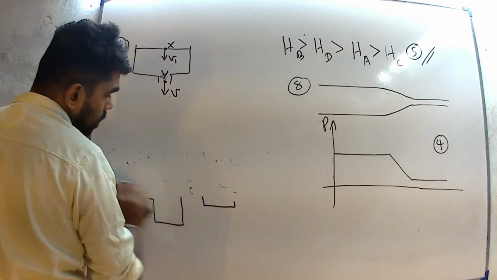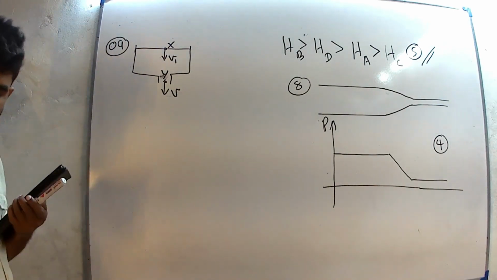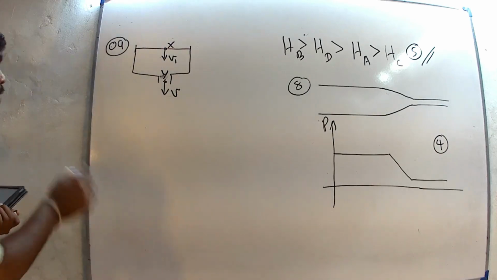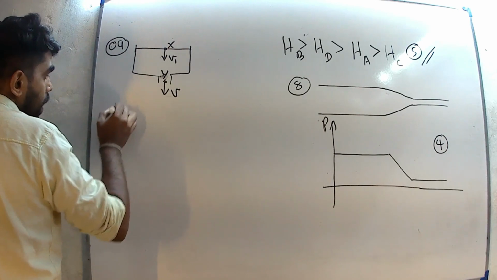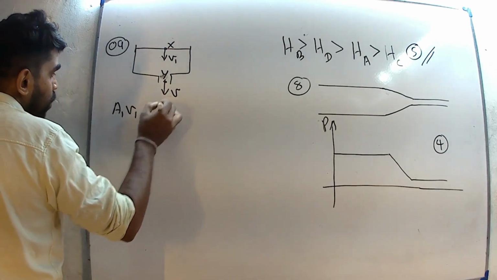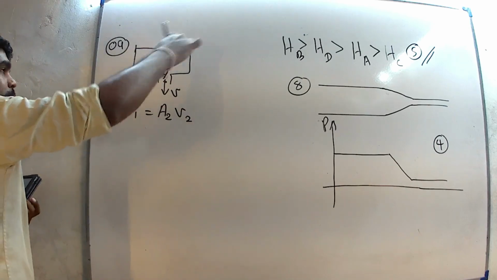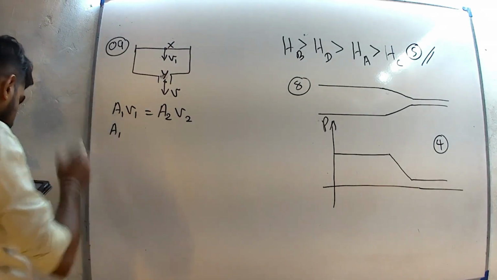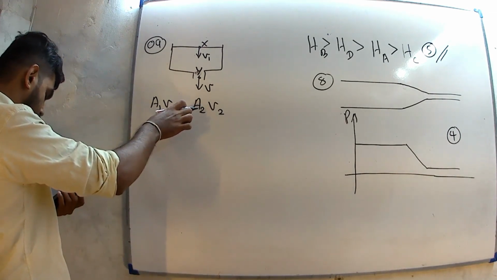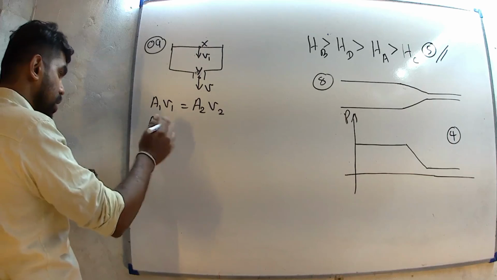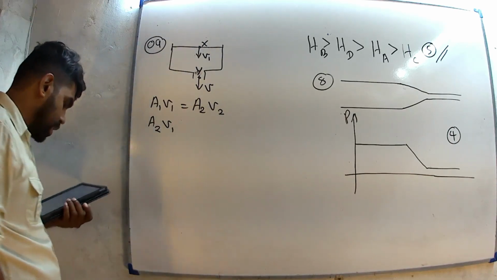Before using Bernoulli's principle, I will use the continuity equation A1 V1. For points X and Y, A1 V1 should equal A2 V2. The cross-sectional area for this part is A2, it is given in the question. Velocity, I have considered it as V1.